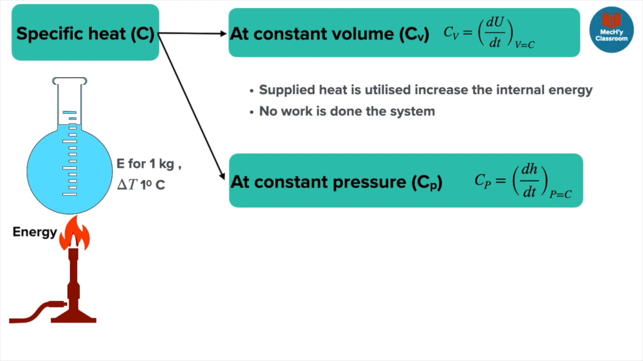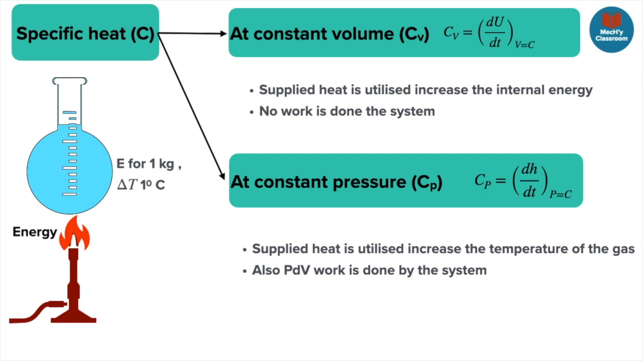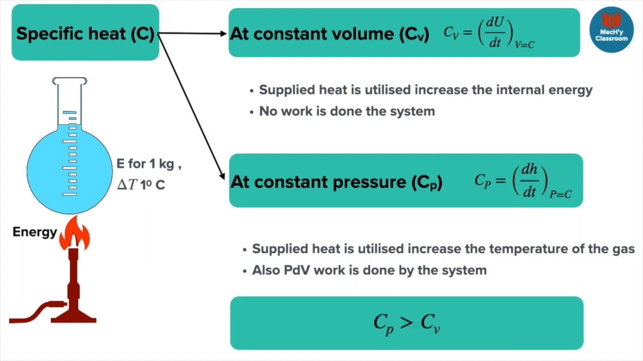the change in temperature. The supplied heat is utilized to increase the temperature of the gas and there is also PdV work done by the system. Therefore, Cp is greater than Cv.